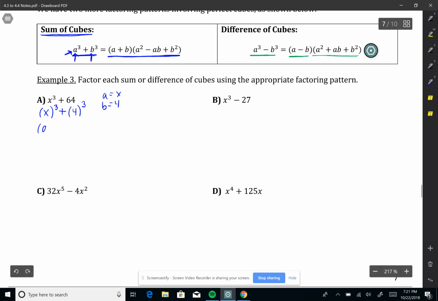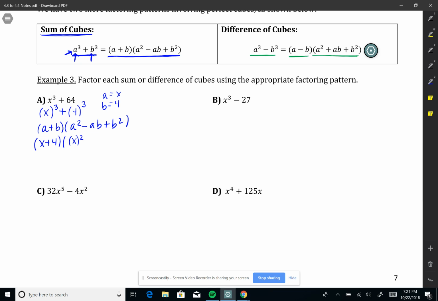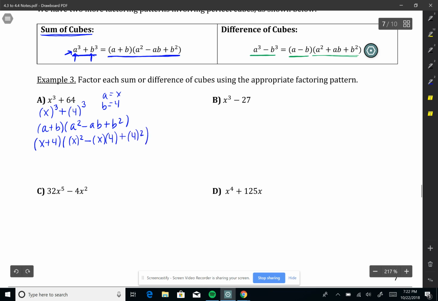I'm just going to write my pattern with the a's and b's and then fill in the appropriate a and b for this situation. So it's a plus b times a squared minus ab plus b squared. So I'm just going to plug everything in. A plus b, that would just be x plus 4. A squared, that would be x squared. Whenever I'm doing something to my a or b value, I'm going to put it in parentheses. Okay, minus a, which is x, times b, which is 4, plus b squared, so that's 4 squared.